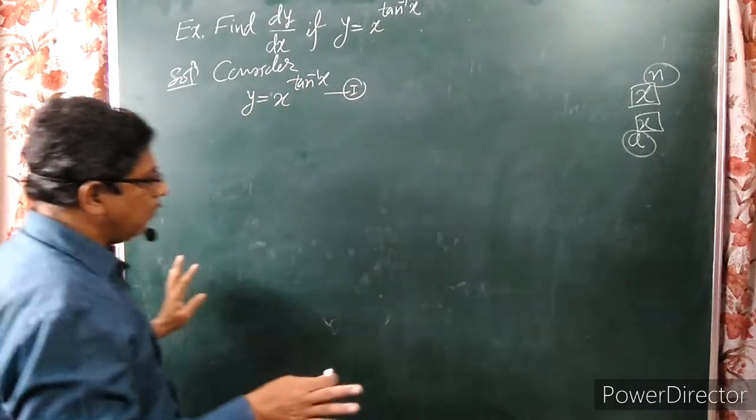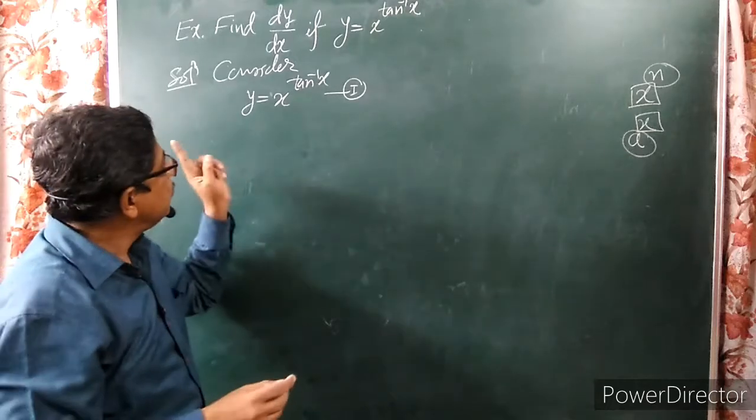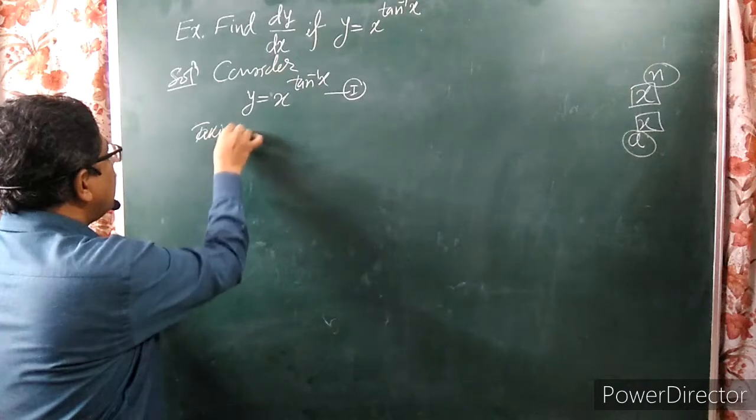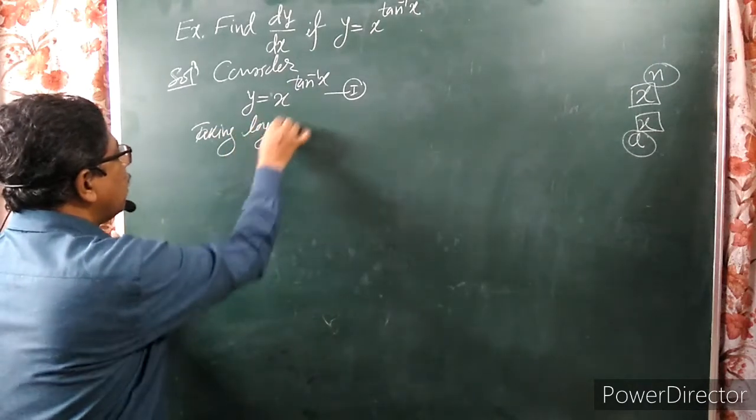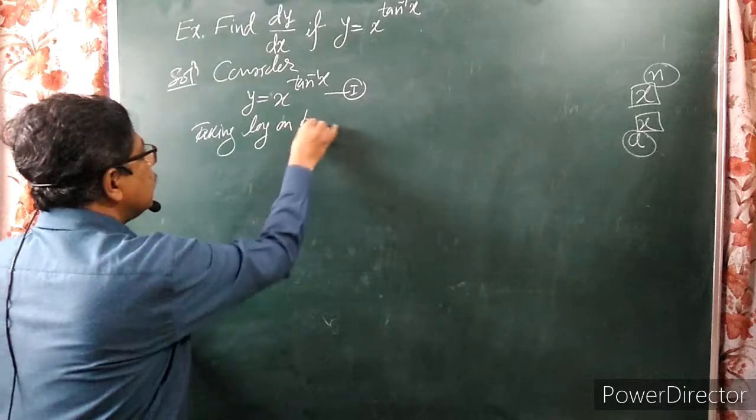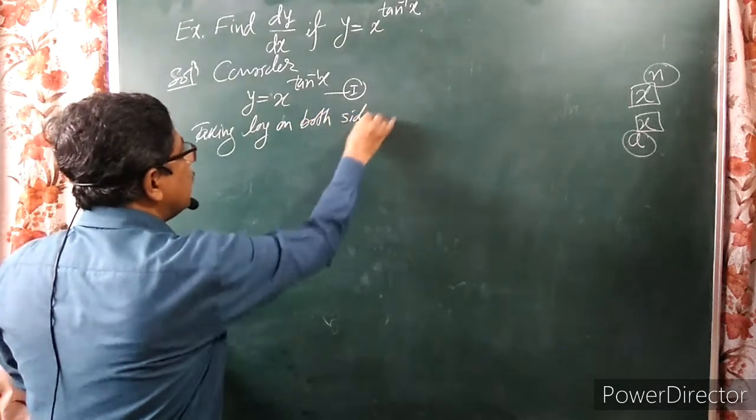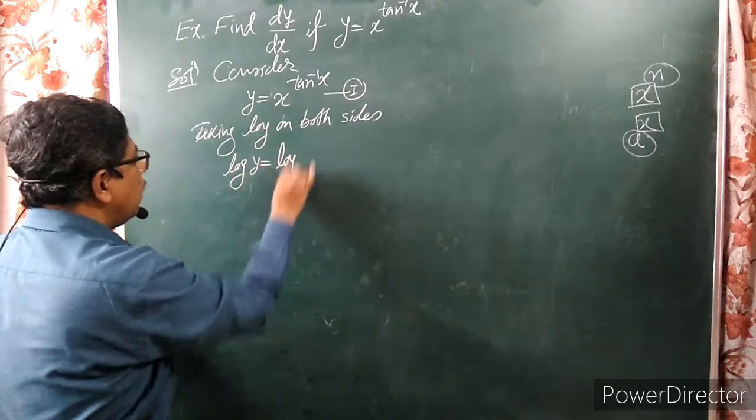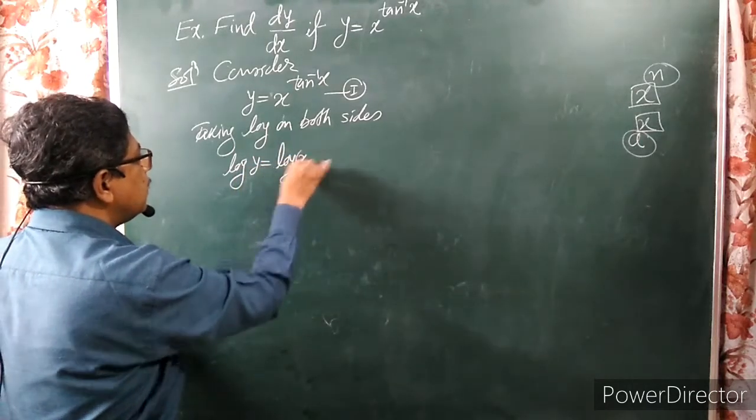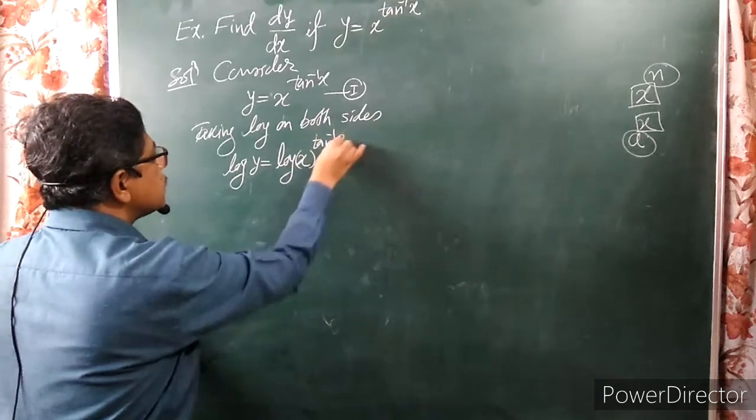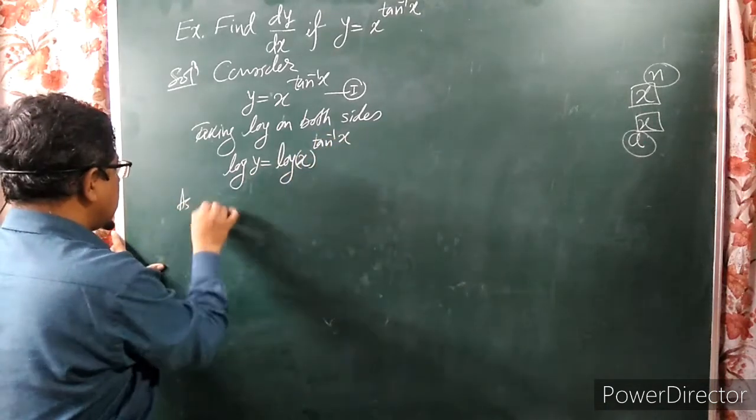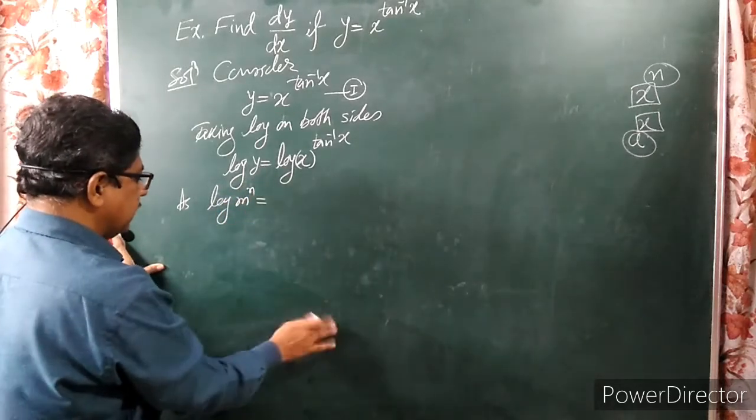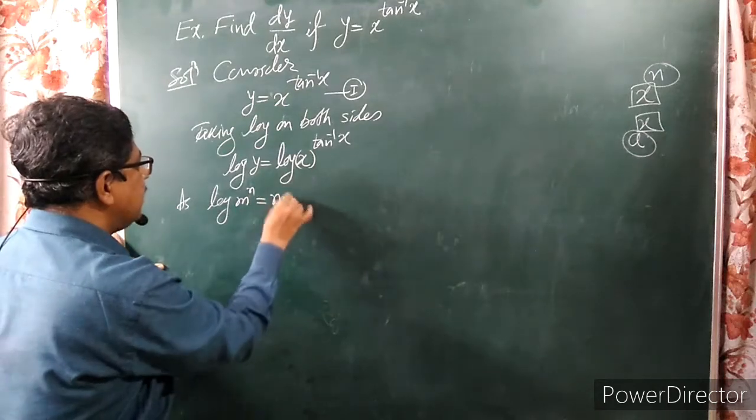And the only way of solving such examples is to take log on both sides. दोन्ही बाजूचा log घ्या. Log of y is equal to log of x raised to tan inverse x. As इथं ही प्रॉपर्टी मात्र सगळ्या एक्झाम्पल्स मध्ये, या टाइप मध्ये सगळ्या एक्झाम्पल्स मध्ये आपण वापरणार आहे. log of m raised to n is n into log of m.